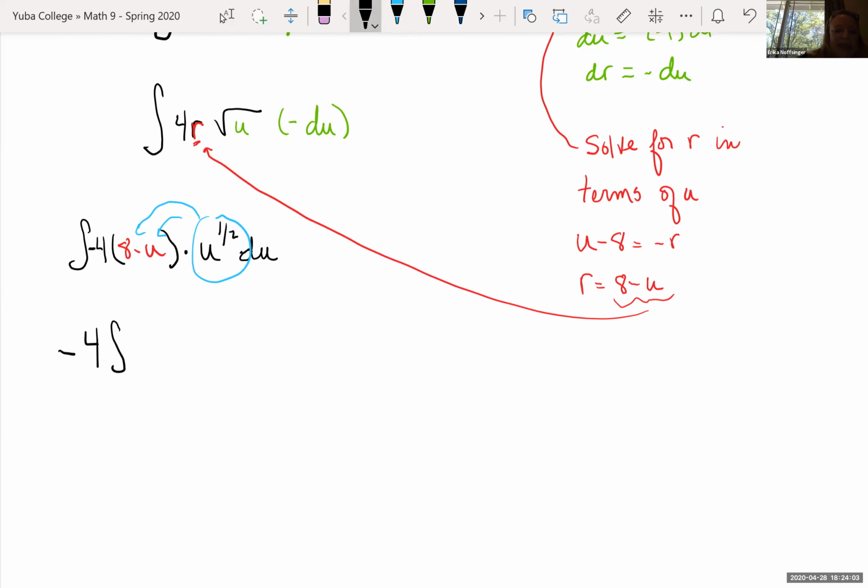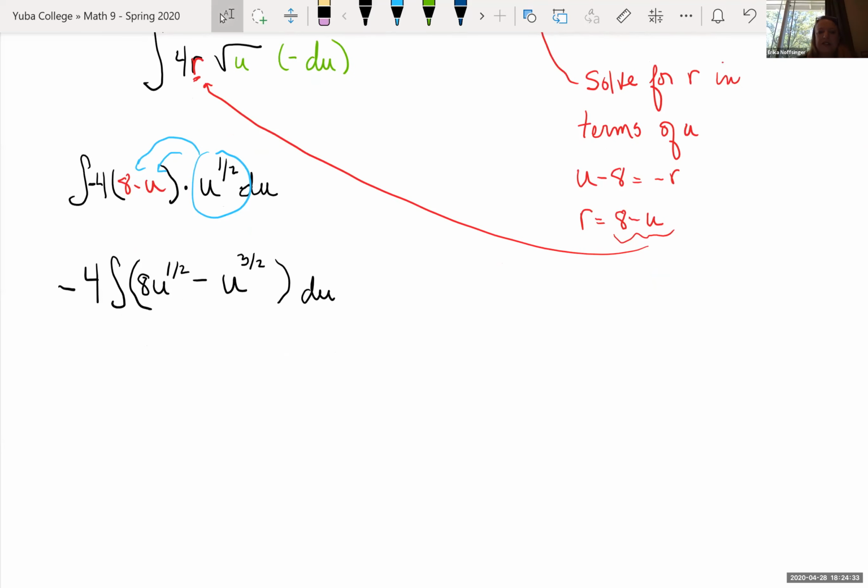And so doing that, we get 8 times u to the 1/2 minus u to the first times u to the 1/2. Rules of exponents, you add, same base, so 1 plus 1/2. So 2/2 plus 1/2 is 3/2. I technically need parentheses around that whole integrand and then the du. Okay, so now I can just take the antiderivative of each piece. Be careful because that negative 4 is out there and so it has to be distributed.